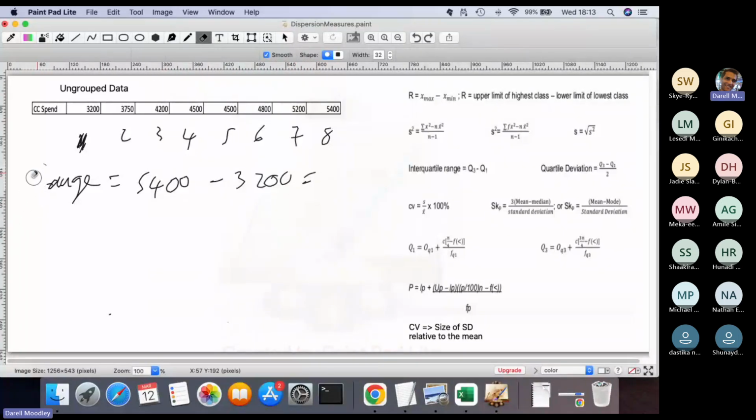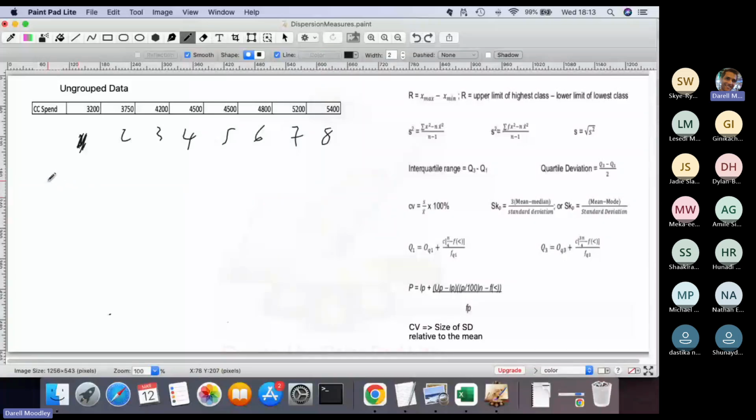Let's go on to the more tricky measures of dispersion, and we can use our calculator to get them. One of the measures of dispersion is the standard deviation, which is denoted as S. The formula for S isn't given, but the formula for S squared is given. It's on the right here. You don't need to memorize it, you just need to know how to use it. The formula is sum x squared minus n x bar all squared, divided by n minus 1.